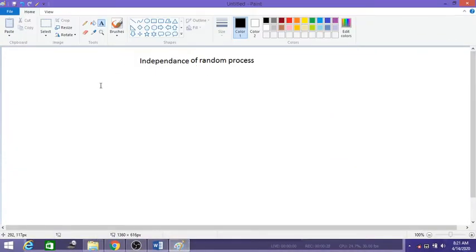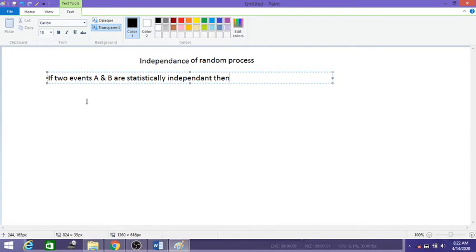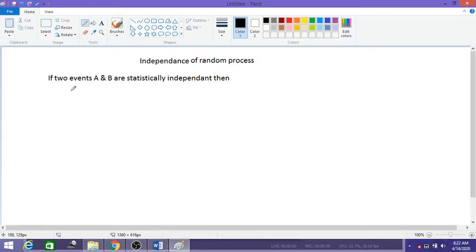So, independence of random process. Now, for example, let us say two events, A and B, are statistically independent. Then from the probability of the random variables or the outcomes, if A and B are the two events and they are independent, it means one doesn't depend on the occurrence of any other event. Such events we call independent events.